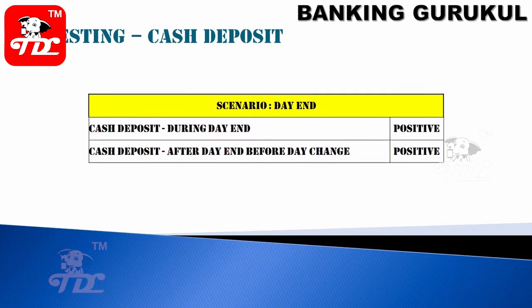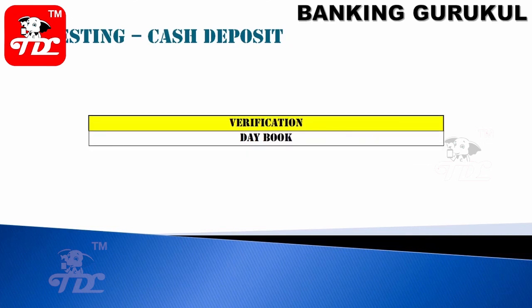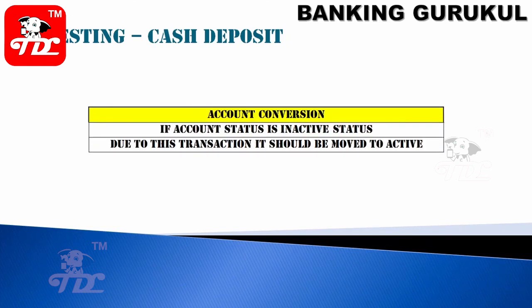And you can do a transaction during day end. During the day end, check whether it is posting on today's date or tomorrow's date, how it is affecting our general ledger, and how the customer account is affected. After day end, try a transaction and see whether it is posted on the current date or next date. You can verify these things. You can post a cash deposit transaction during the day end process. And for verification, after the cash deposit you can verify the day book.